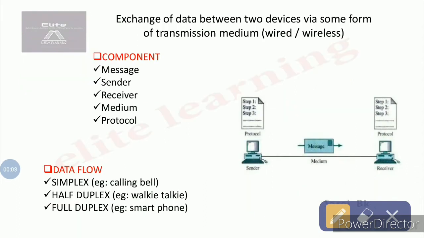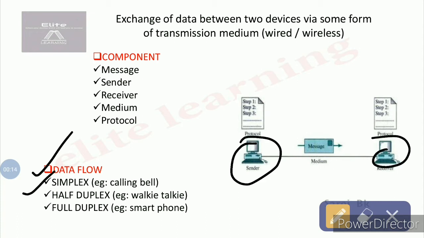Next we'll see data flow. So data flow is nothing but we are just representing the direction of information which is being exchanged within a system. Okay, so number one is simplex mode. In this simplex mode, whenever information is exchanged from system 1 to system 2 or system 2 to system 1, it can be exchanged only in unidirectional mode. Unidirectional means it has only one direction.